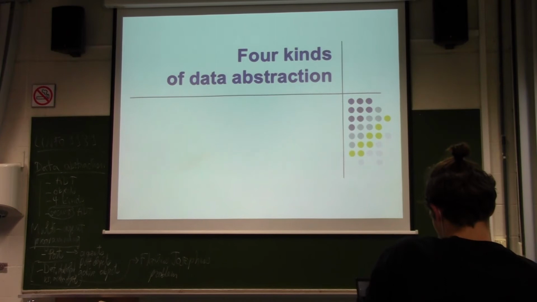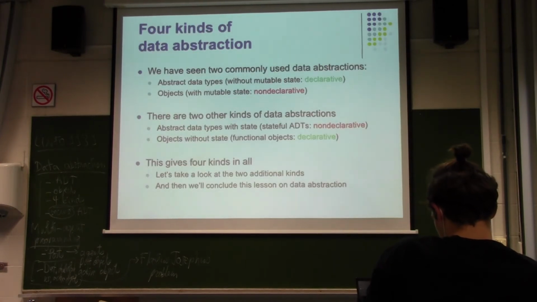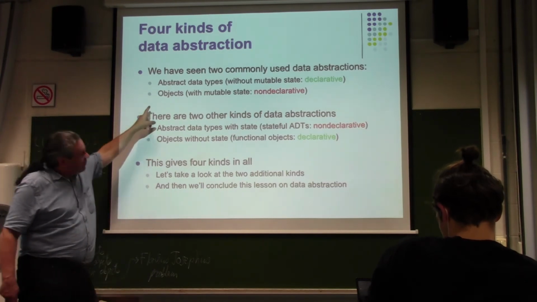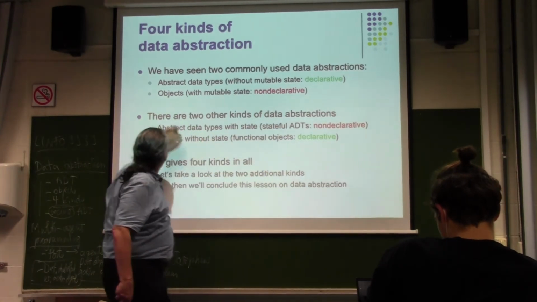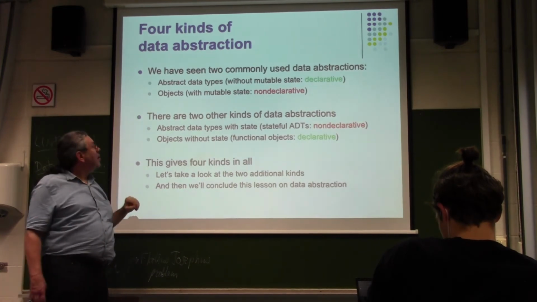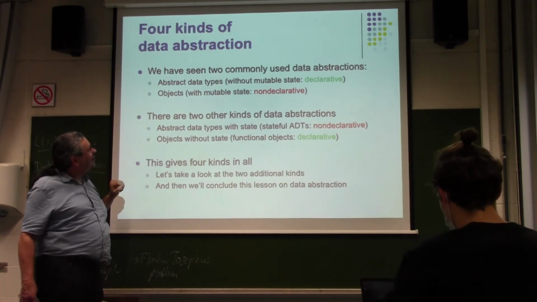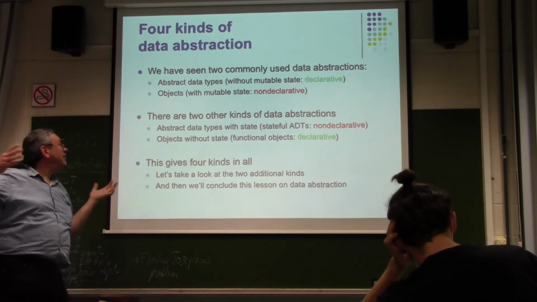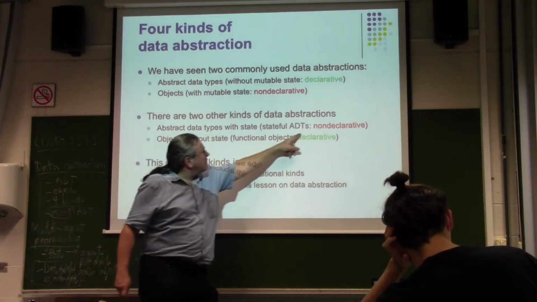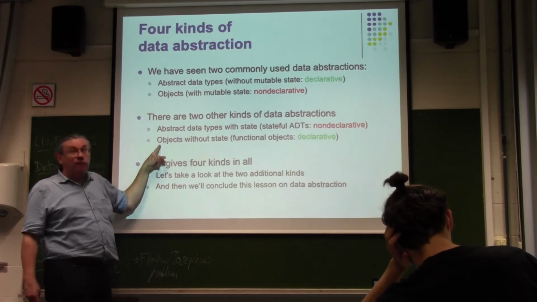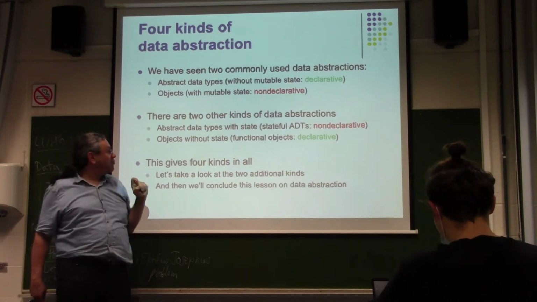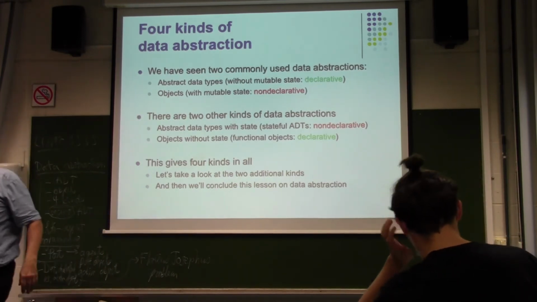So let me finish now the abstraction before we go to multi-agents. So far, we've seen these 2 abstract data types, which are declarative, and objects that have cells inside, they're non-declarative. These are the most common ones. But there's 2 other ones that are kind of weird. Well, weird because languages don't really use them, but it's interesting to check them out. You can have abstract data types that have state inside, or you can have pure functional objects. Those are actually very interesting, these pure functional objects. So that makes 4 in all.